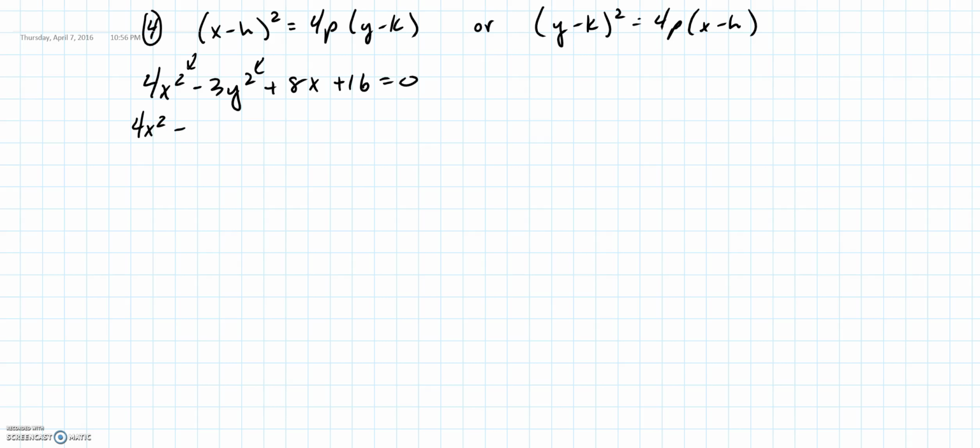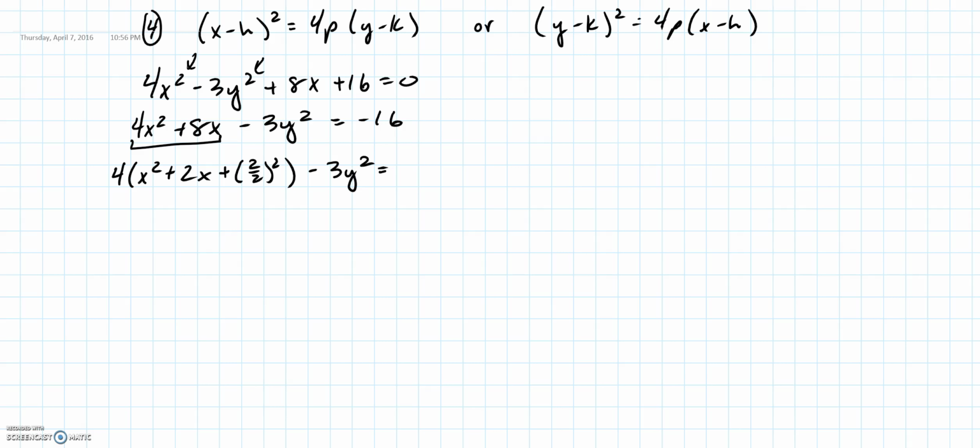So we got 4x squared plus 8x. I'm just regrouping. Minus 3y squared is equal to negative 16. Pull the 4 out of these first two terms. So we got 4 times x squared plus 2x. We're going to go ahead and add 2 over 2 squared. That's my completing the square step. Minus 3y squared is equal to negative 16. And we're going to add 4 times 2 over 2 squared to that because we had the 4 and the 2 over 2 squared there.